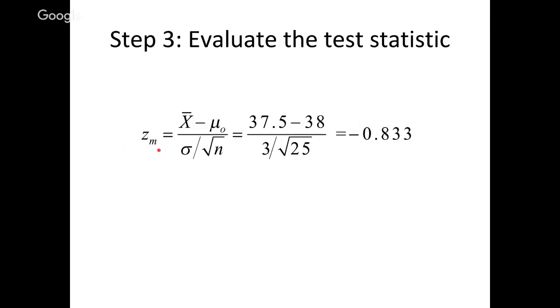Step 3, we need to evaluate that test statistic. So we go ahead and plug our numbers in. We've got 37.5 for the observed mean. Again, 38 is the population mean that we're going to hope that we have, so that's kind of our null hypothesis. We were told that the standard deviation of the population is 3 psi, and we had 25 samples, so we plug in 25 for n. And when we calculate that z statistic, it works out to minus 0.833.